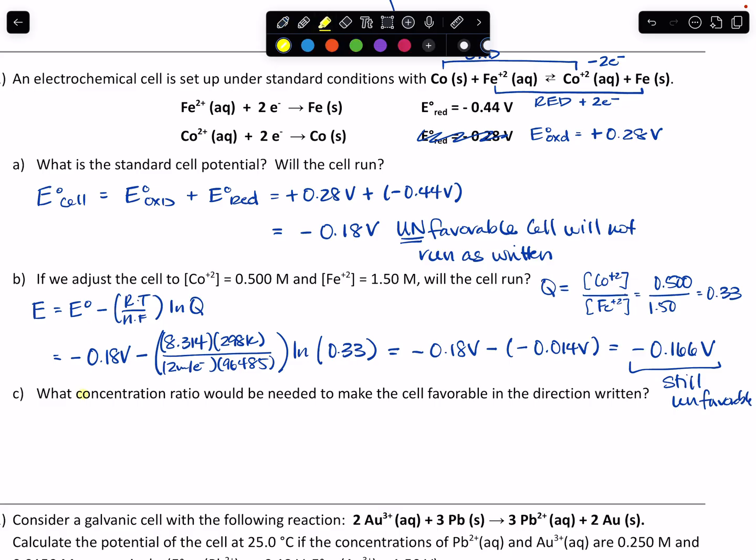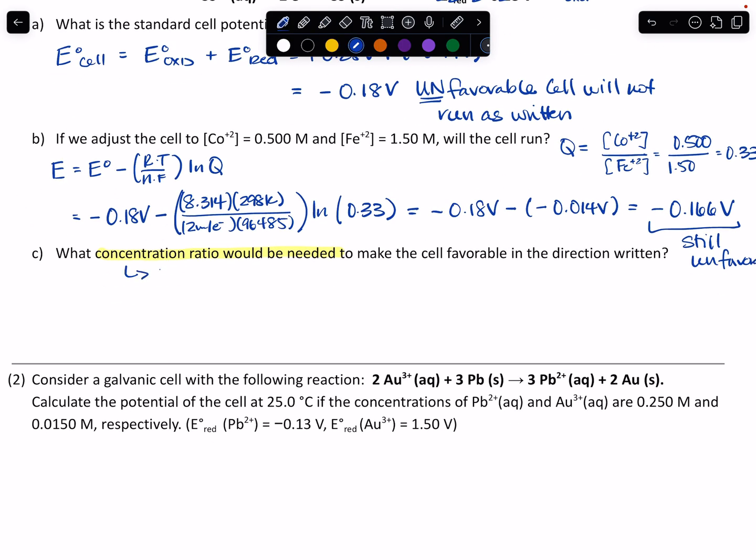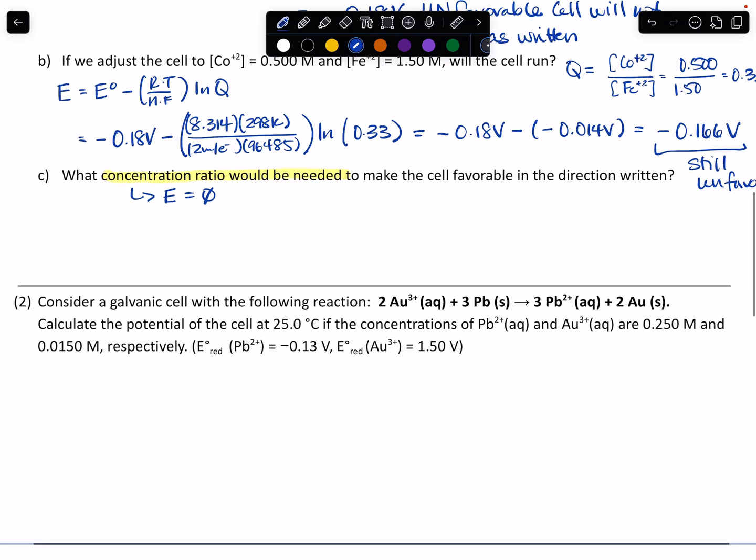So then what concentration ratio would be needed to make this cell run? To figure that out, we need a cell potential that at minimum equals 0. We need it to become positive, but at the very least, we've got to get to 0. So that means we're going to use our Nernst equation again, but this time we'll put in a 0 for the cell potential. So negative 0.18 volts for the standard cell potential, 8.314 times 298 K over 2 moles of electrons, and then 96485 coulombs per mole. And then we'll have our unknown natural log of Q.